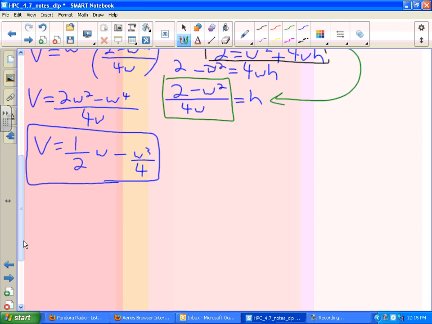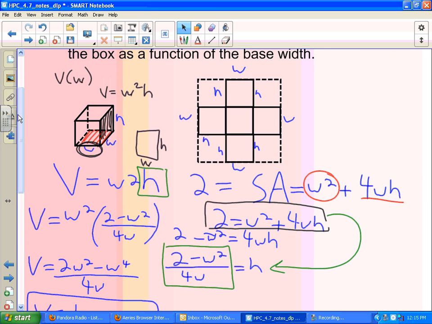These problems can always go 2 ways. You can express volume as a function of the base. You can express volume as a function of the height. So I can go either way. But I'm always going to have another equation that I can use to rewrite whatever variable I'm supposed to change. Does that help, Caleb? Are you sure? Sort of. All right. Any other questions on this one before we go to the next one?